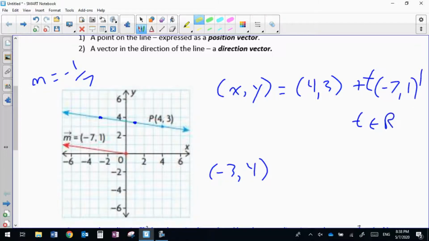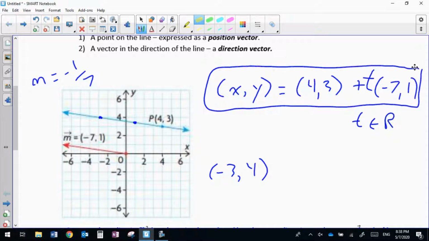We call that a parameter. We can actually say that this is an equation for the blue line. An xy point is given by taking 4, 3 and adding any amount or any scalar multiple of the vector -7, 1. And that's called the vector equation of this line. And I've shown how for t equals 1, you'd get to the point -3, 4. Now technically, the point xy is technically a vector because you're using vector math here, but it's a vector that represents a point on the graph.